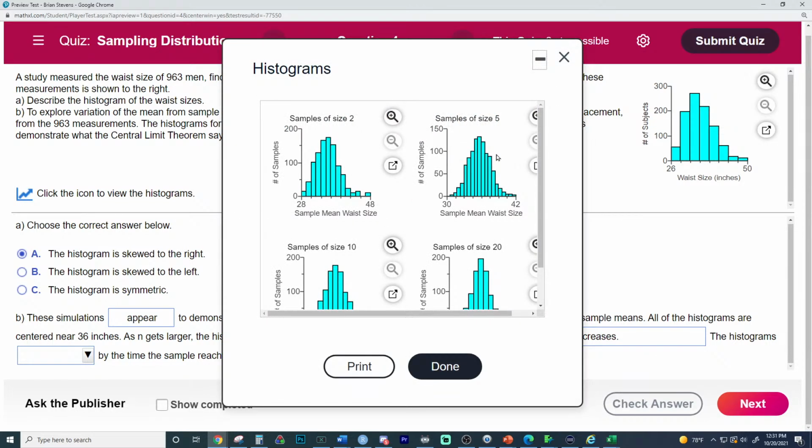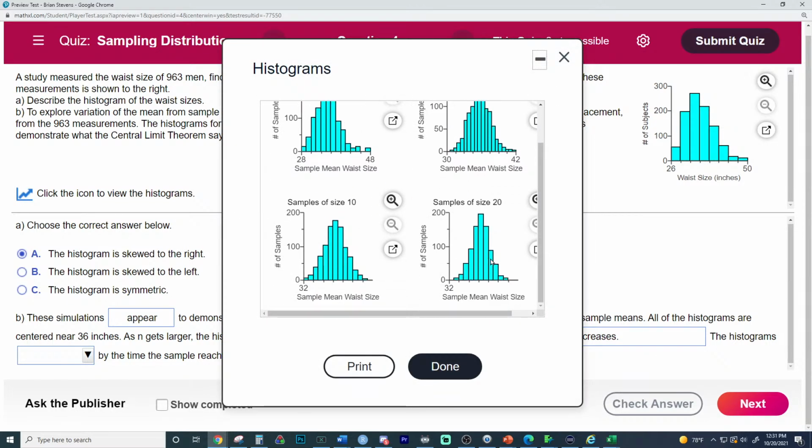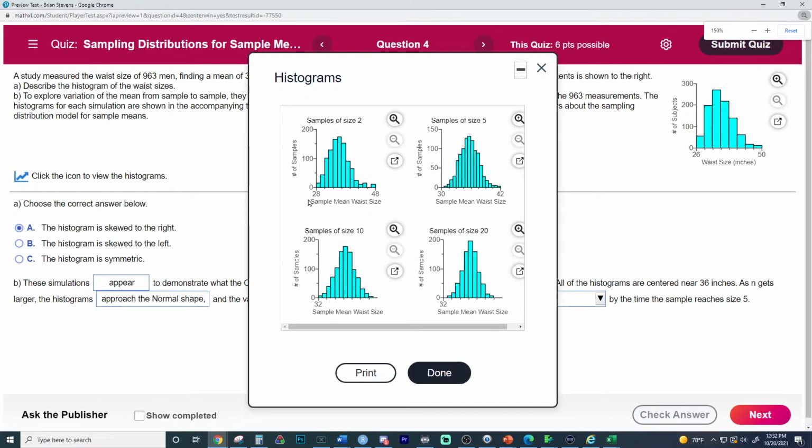If you look, it's got a right skew, looking more normal, looking super normal, and also it's getting tighter. The way to tell it's getting tighter right here is to look and see that this goes from 28 to 48, this goes to 32, and I wish they put an upper number. But it's getting more normal and tighter.